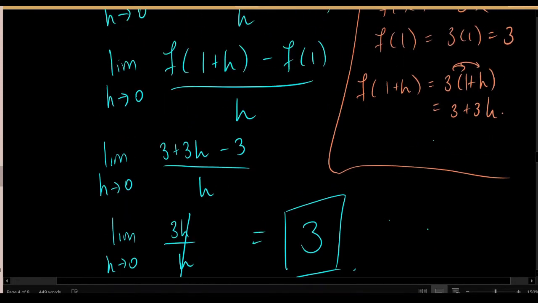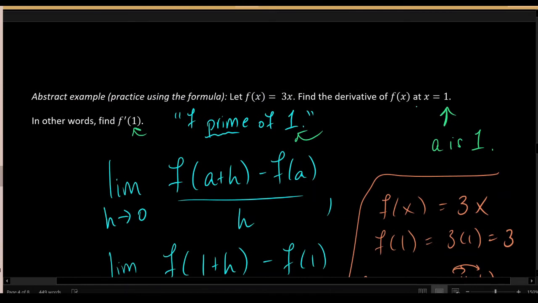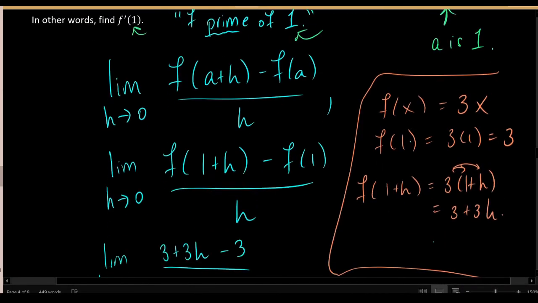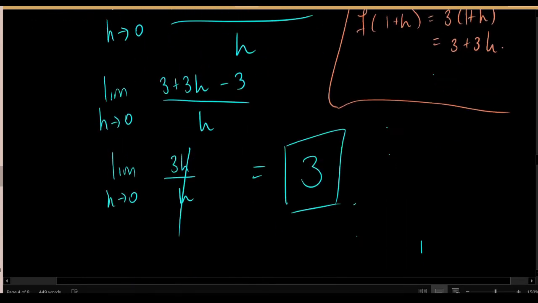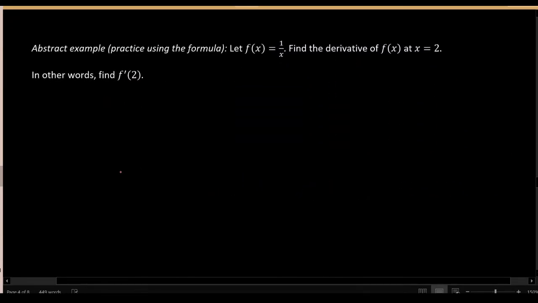So what are we saying? We're saying that if 3x represented the position of an object after x hours had passed, then the object's speed at time 1 would be 3. Let's get a little bit more practice with a slightly more complicated function.